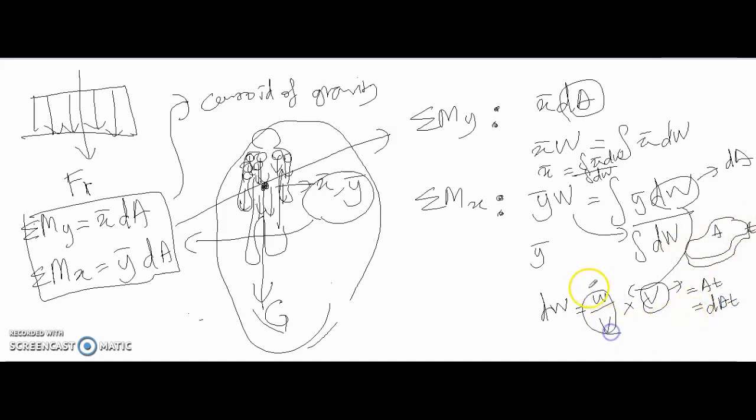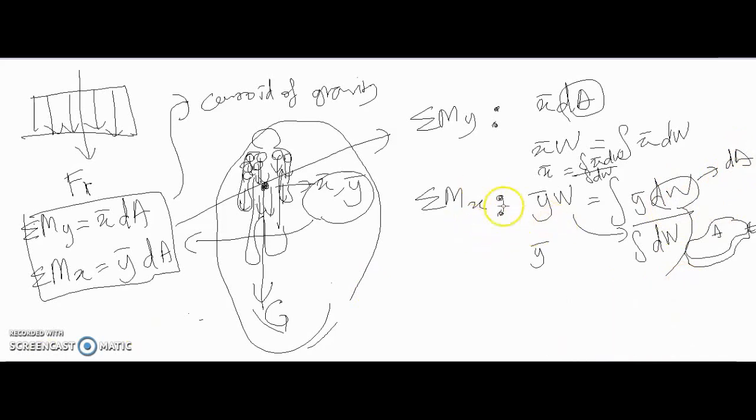So this weight over volume we can represent as gamma. So the differential of weight is equal to gamma times thickness times differential of area. This is how you represent the differential of weight in terms of differential of area.